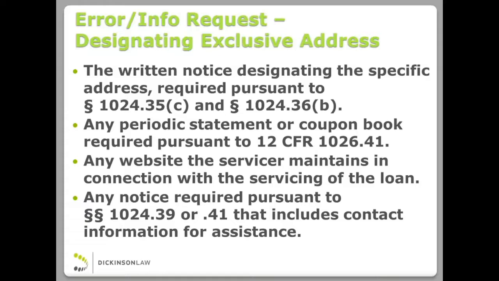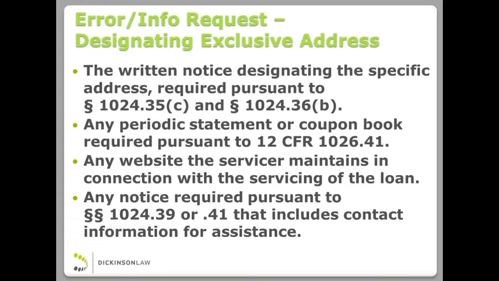So how do you designate that address? You have to provide a separate written notice of the address. That notice can go along with a statement or go along with some other document, but it has to be a separate written notice. If you're required to provide periodic statements under 1026.41 in Reg Z, that's if you're not a small servicer, then you have to provide that address on your mortgage periodic statements. If you are a small servicer, you don't have to provide periodic statements, so you're not required to designate the exclusive address on there.